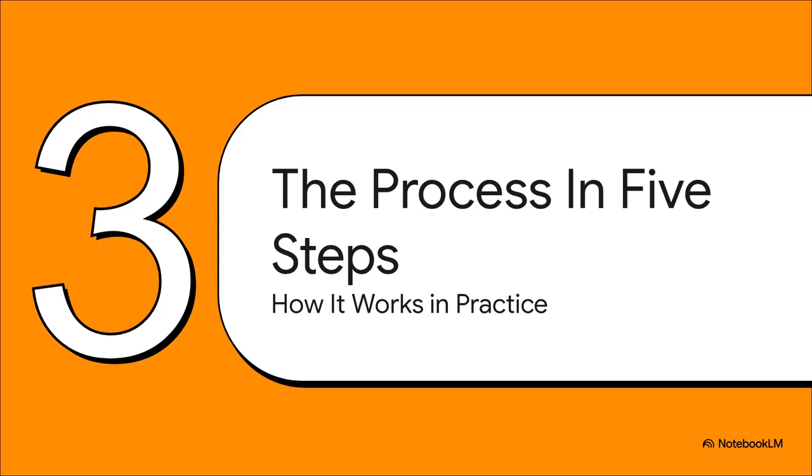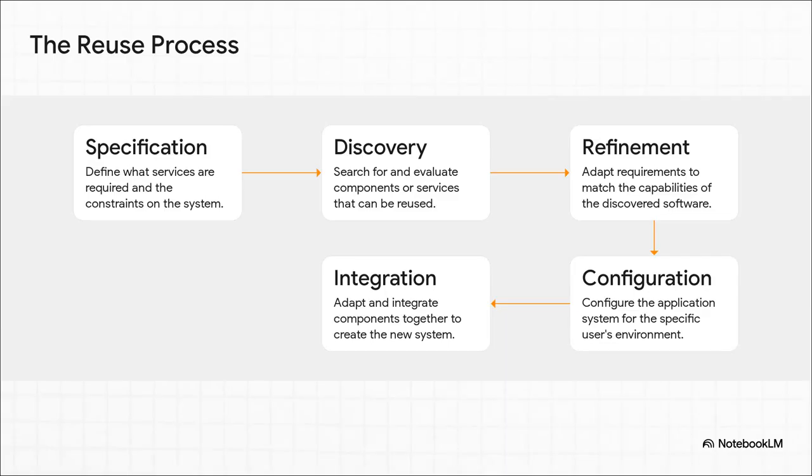All right, I get the big picture, but let's get into the nitty-gritty. What does this actually look like step by step? How do you take an idea and turn it into a real working system this way? Okay, so there's a pretty clear 5-step path. You start with specification, which is just figuring out what you actually need the thing to do. Then comes the fun part, software discovery. You literally go on a treasure hunt for existing tools or components that might do the job.